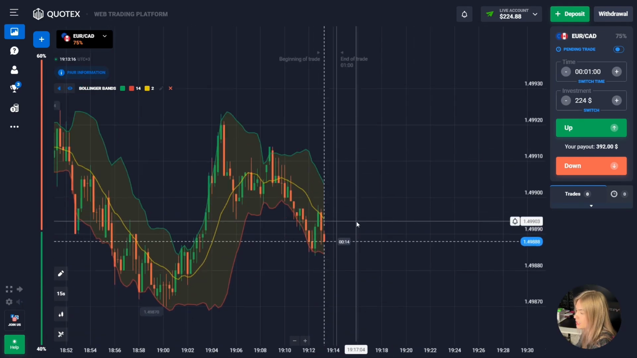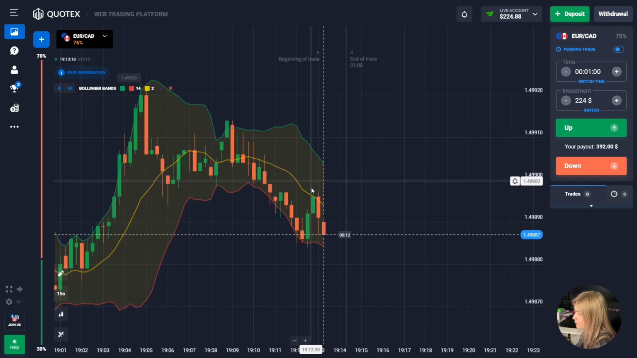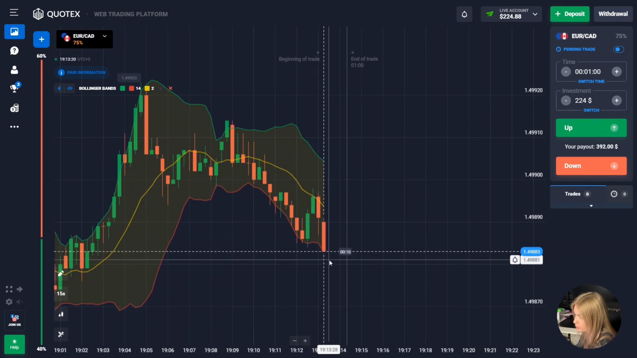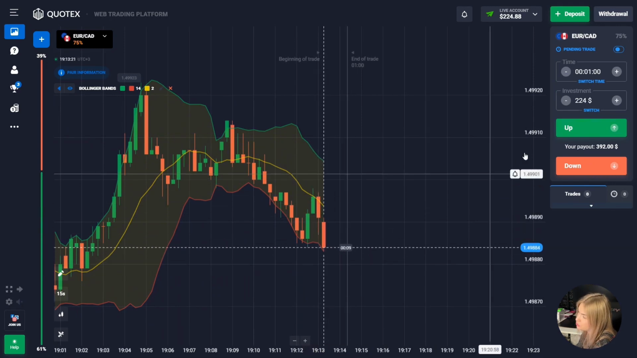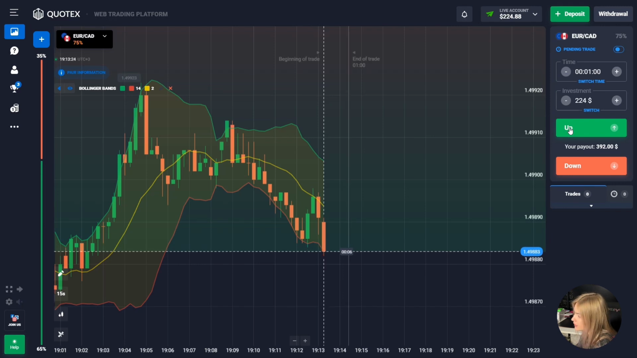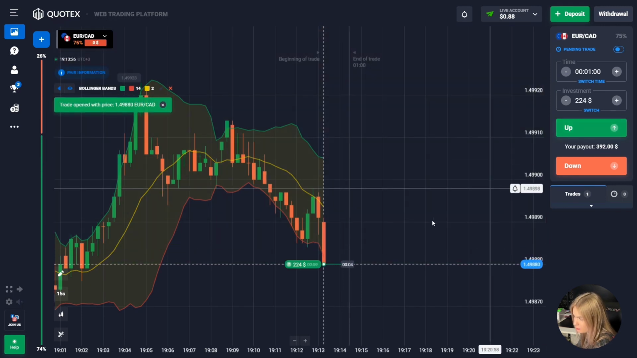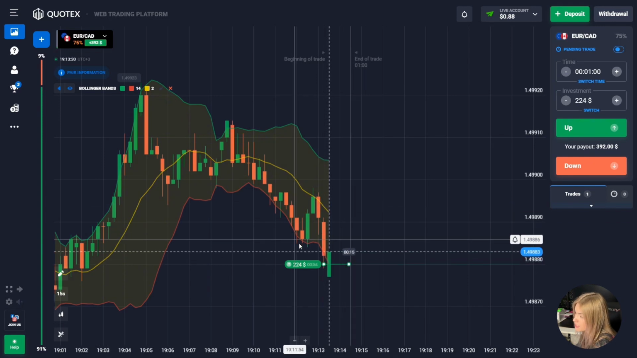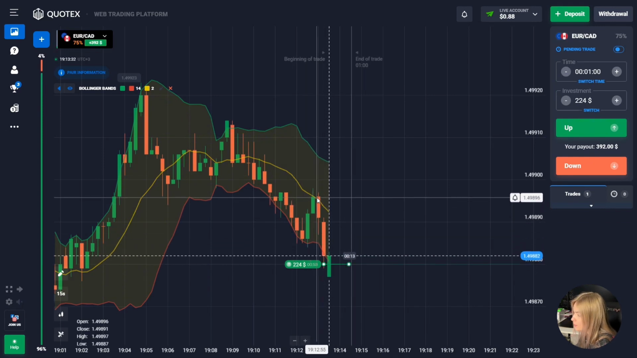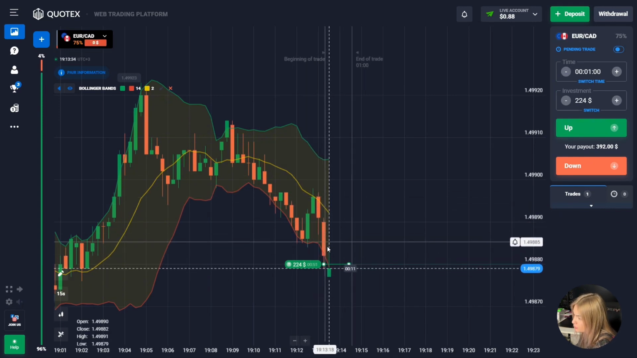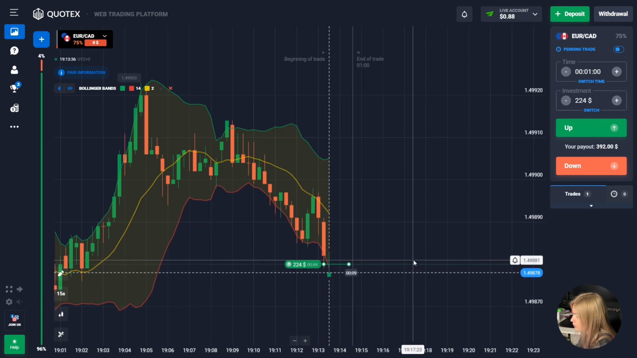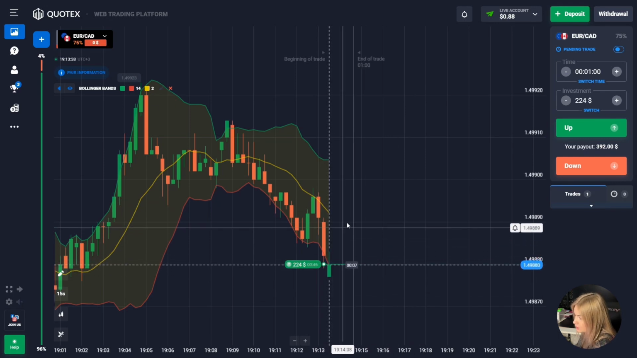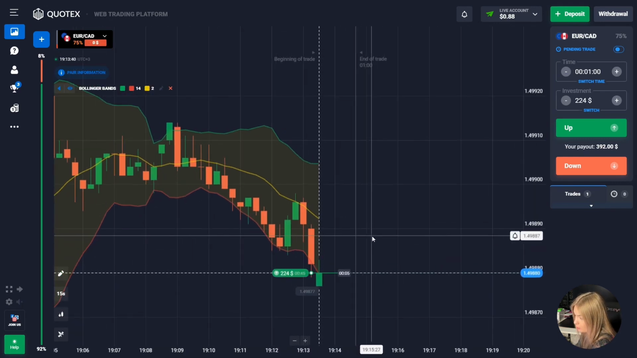So as you can see here, the price is moving in a downtrend. At the moment it touched the lower border of the indicator. In such a situation, we will open a deal up, because I think that the price will bounce up from this boundary. Just as you can see, we have already seen such an upward pullback. This is how we understand that the price has good potential for growth. I think that in the near future we will see such an upward pullback.